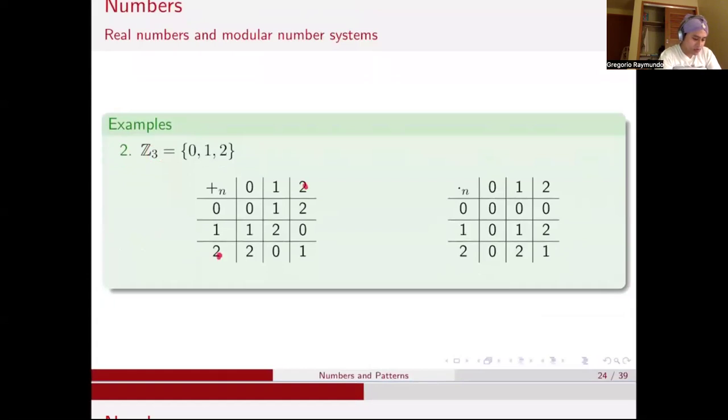And then 2 plus 2, 1. Bakit 2 plus 2, 1? 2 plus 2, 4. 4 divided by 3, 1 times 3, 3. 4 minus 3, 1.